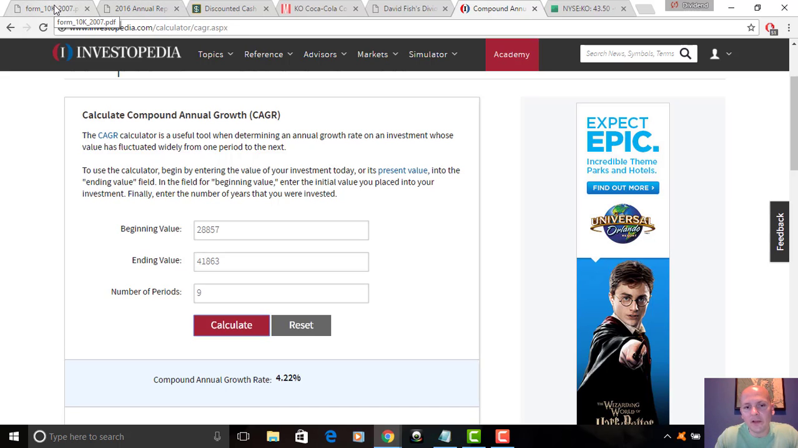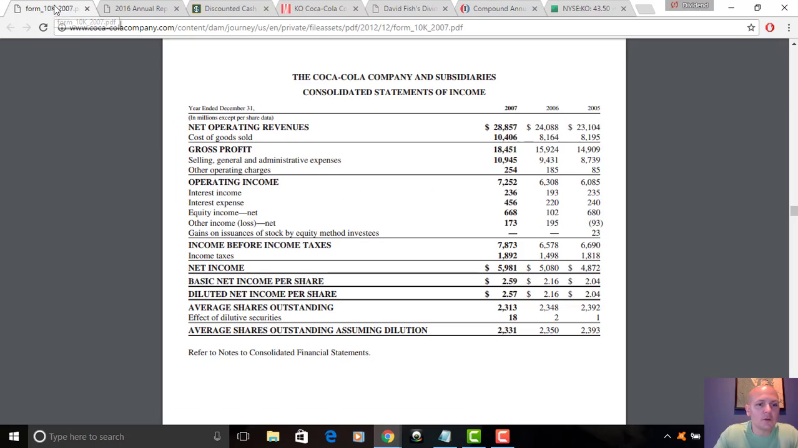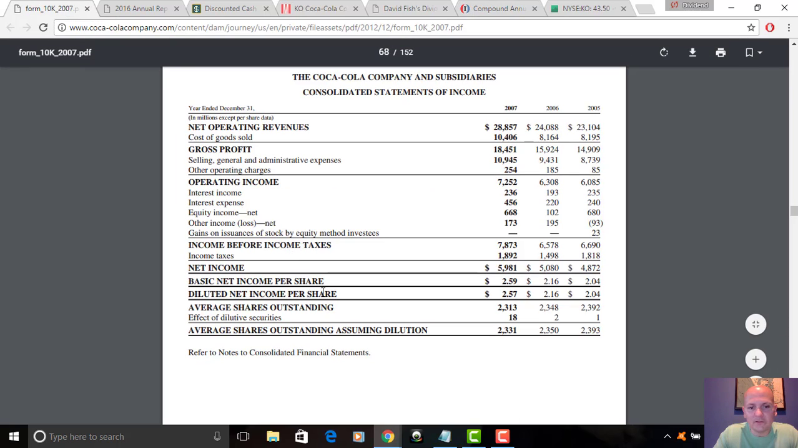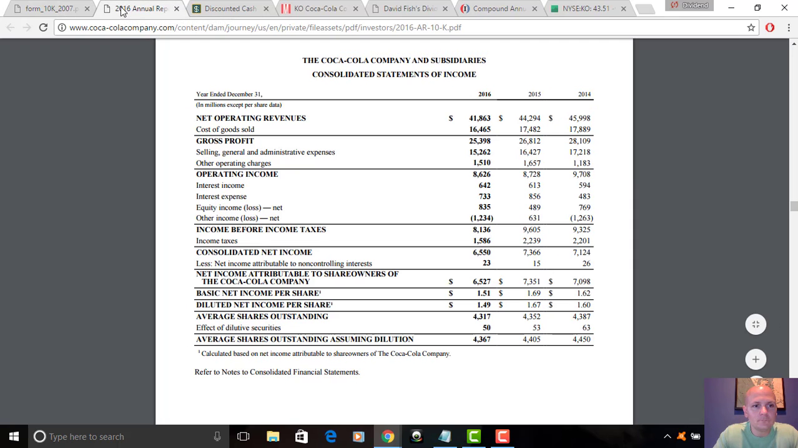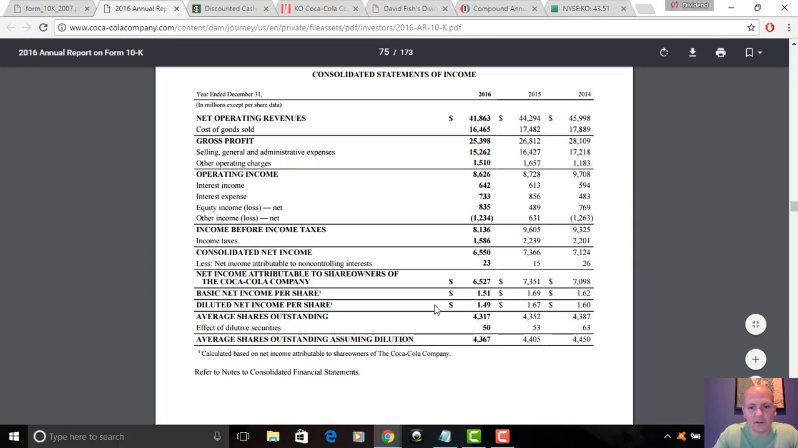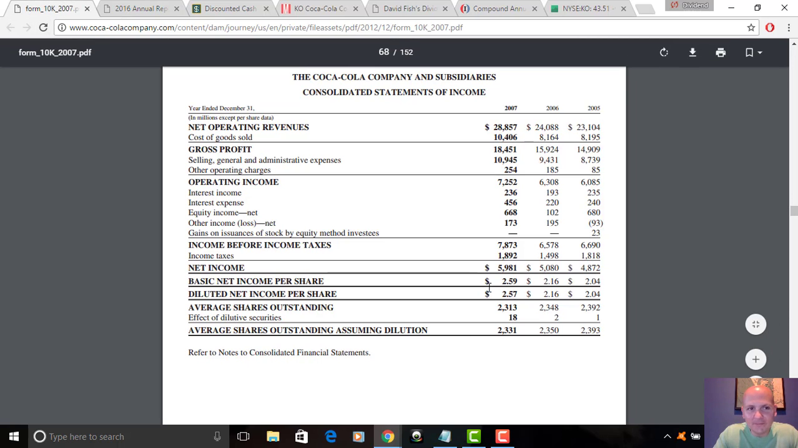I look at revenue growth over the last 10 years, and then I look at earnings per share growth. Earnings per share growth is diluted net income per share. You can see the starting number here, 2.57. And then you see 2016, you see $1.49. And you might say to yourself, whoa, what happened here? Earnings per share fell significantly.